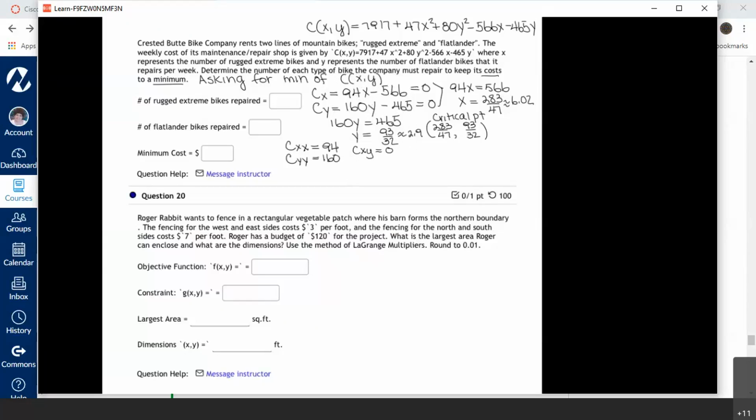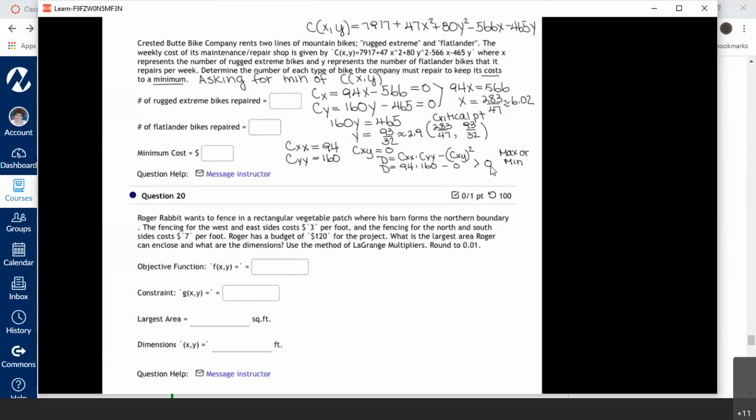Then if I build a discriminant, that's CXX times CYY minus CXY squared. If I plug those values in, 94 times 160 minus 0, the only thing I care about is the sign. This is greater than 0. That means I have a max or a min. It's not a saddle point. Realize that these critical points, these values that you get in the XY plane, can give rise to maxima, minima, saddle points. So you have to check to see what you've got.